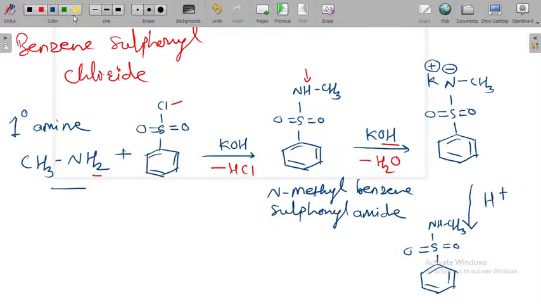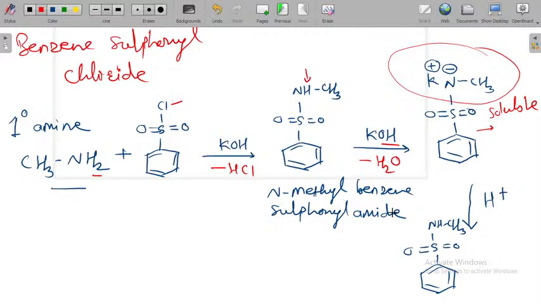So this salt forms a clear solution. So this is soluble, because this is a salt, okay, it is soluble, but on again acidification it produces the N-methyl benzene sulfonyl amide. This reaction can be shown by primary amine, okay.